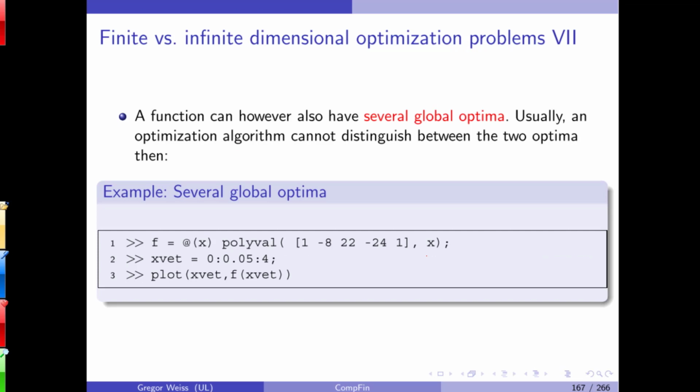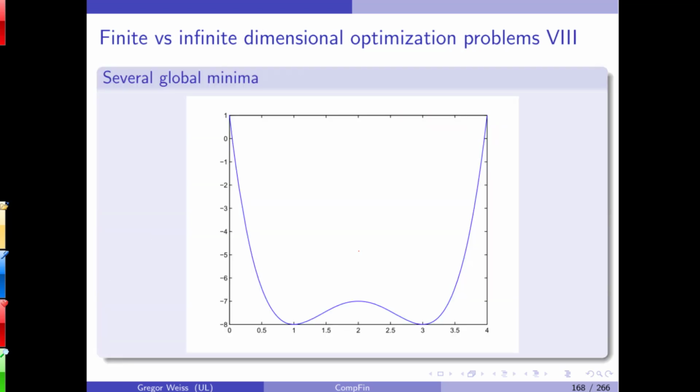Now, a function can also have several global optima. And this is a second example. This is again a polynomial, and you can see we have two global minima.